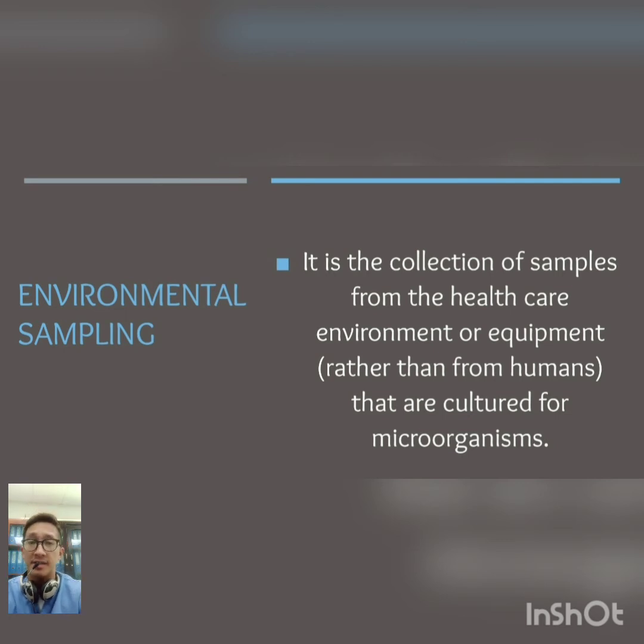Environmental sampling is the collection of samples from the healthcare environment or equipment rather than from humans that are cultured for microorganisms. Furthermore, when we talk about environmental sampling, it is an important tool to verify sources of contamination and adequacy of sanitation process. It would also help us to refine the frequency and intensity of cleaning and sanitation, identify hotspots, validate food safety programs, and provide an early warning of issues that may require corrective actions.